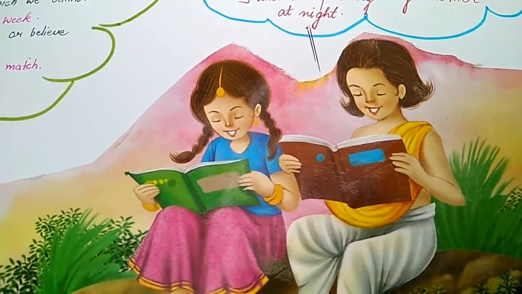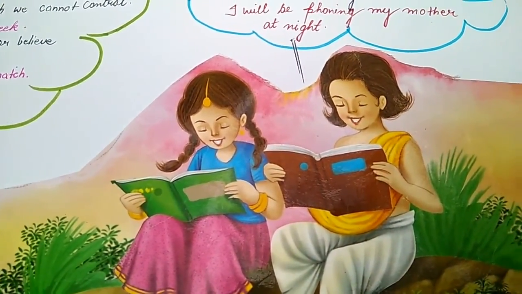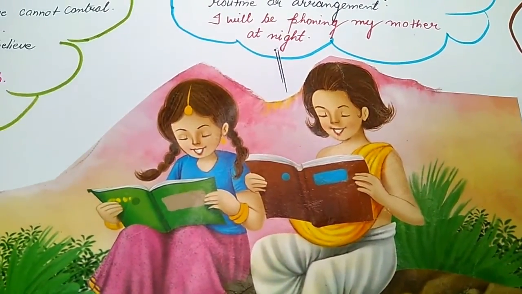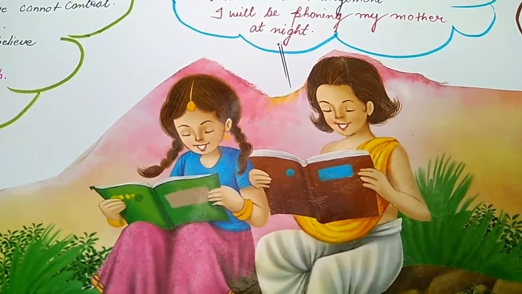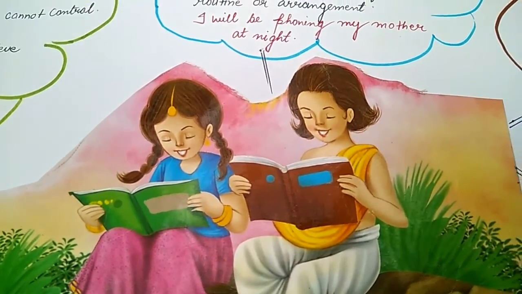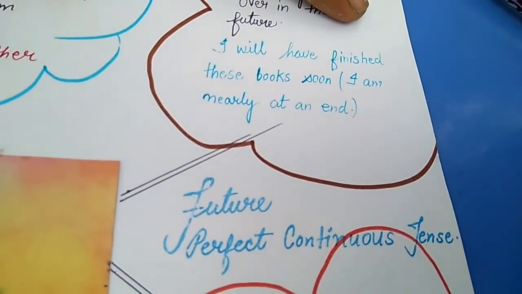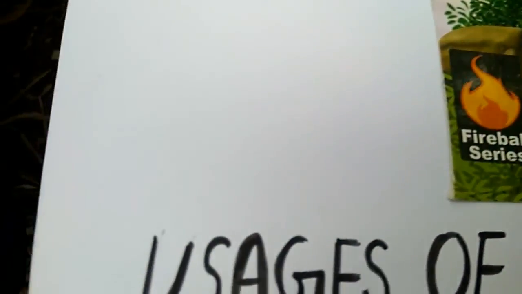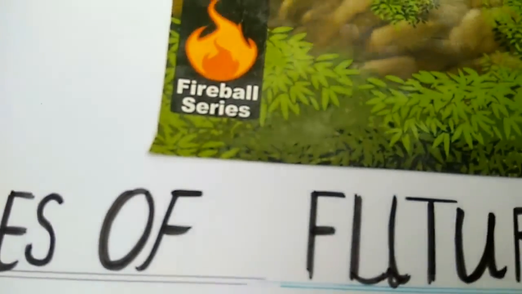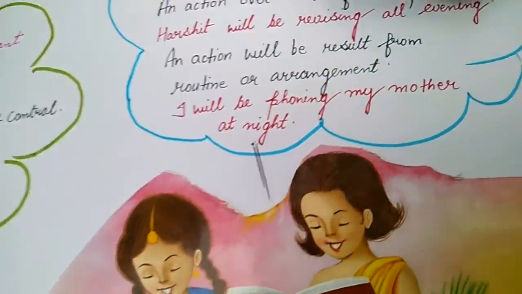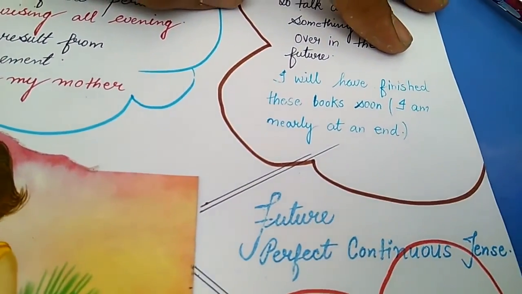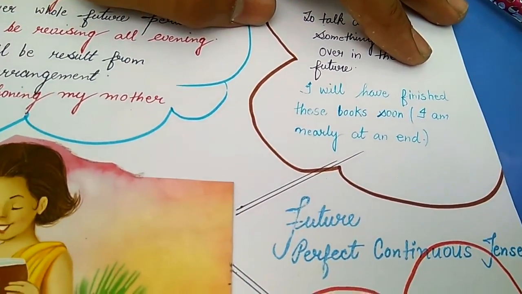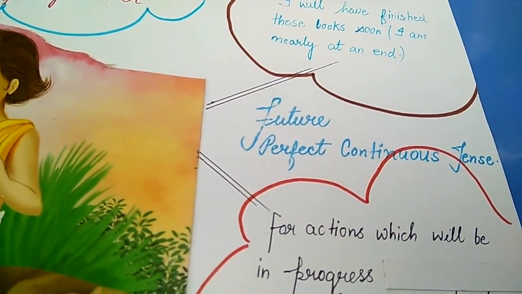What have they been discussing for 5 hours? Why will they have been discussing future perfect continuous tense for 5 hours? Probably they will have been discussing usages of future tense. So let us know what are the usages of future perfect continuous tense, as this is the final part of our journey. Here, usages of future perfect continuous tense.